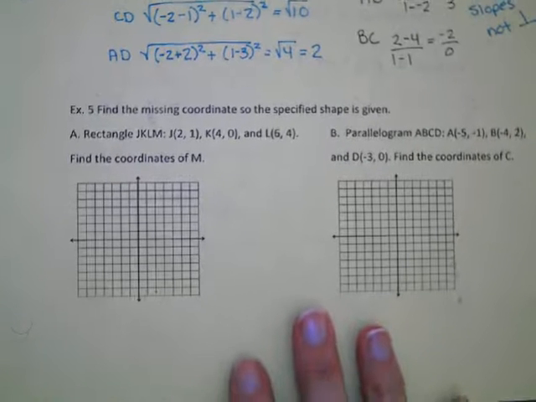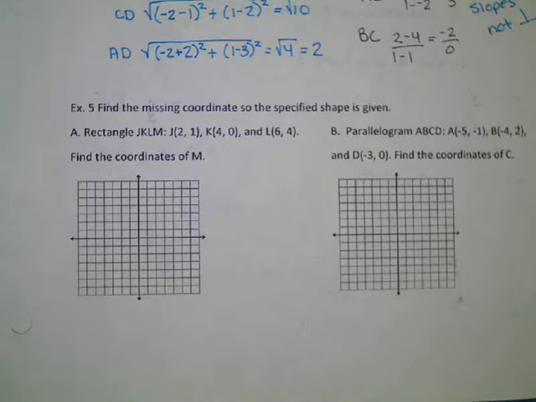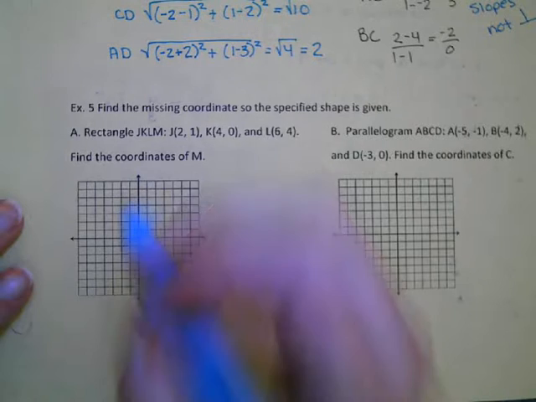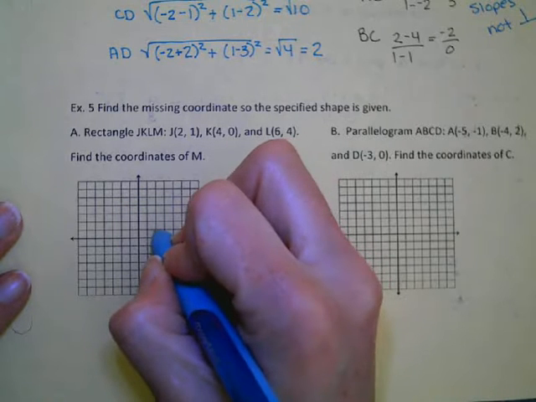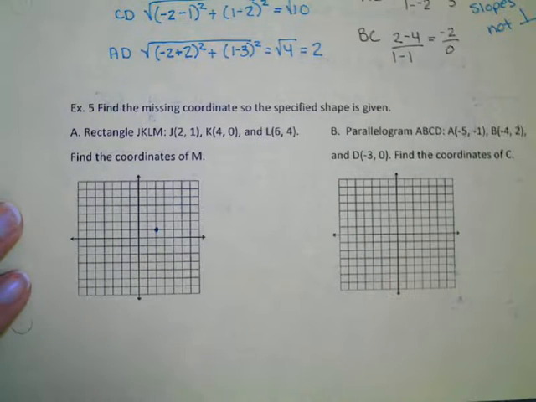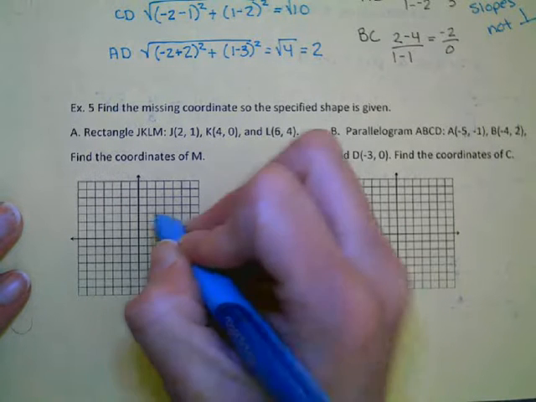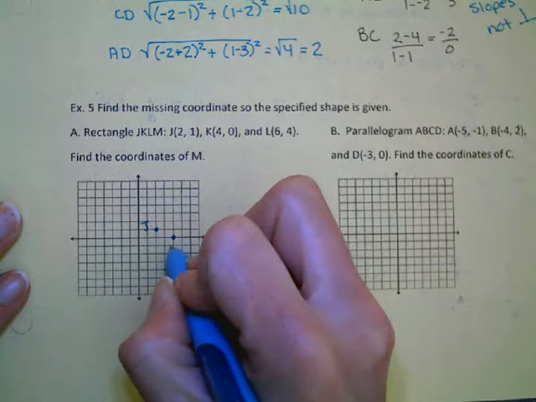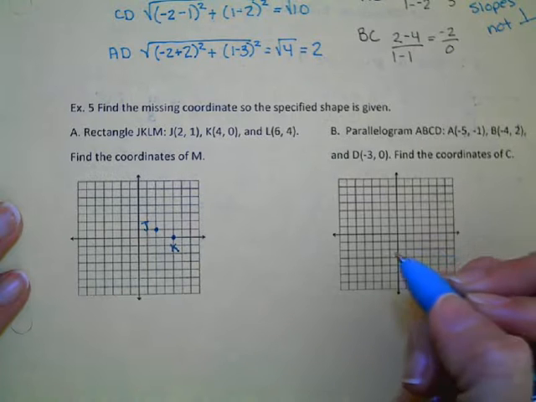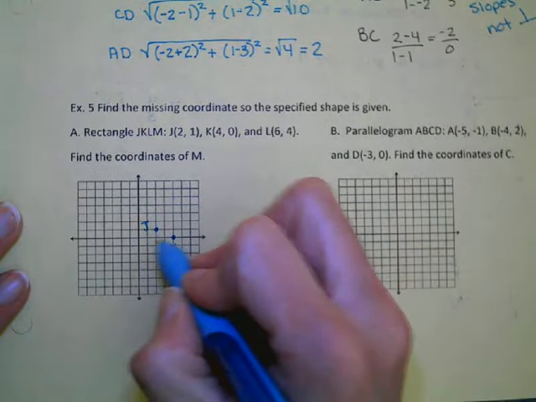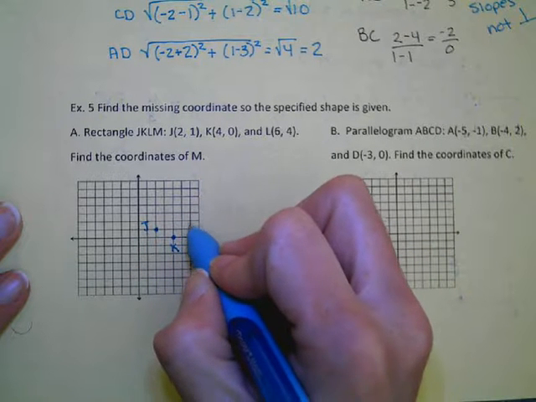Alright, the last examples we have is, they're going to tell you the shape it is this time. Using our properties, we're going to try and find the missing point. So to start with, go ahead and graph these. First one, J is at 2, 1. Go over 2, up 1. K is at 4, 0. So that's J. This is K. And L is at 6, 4.